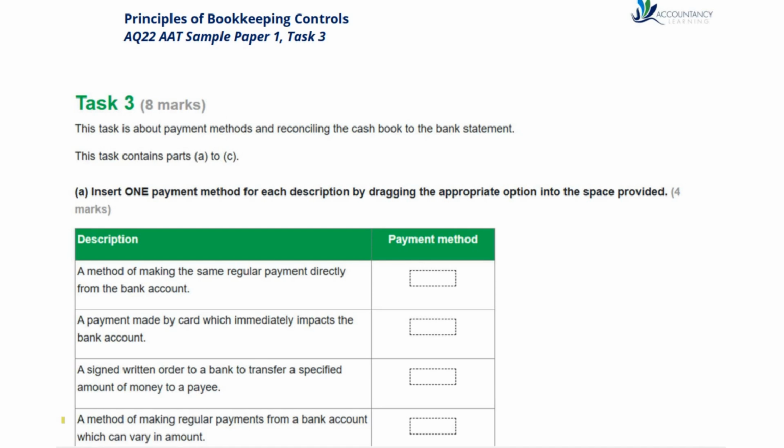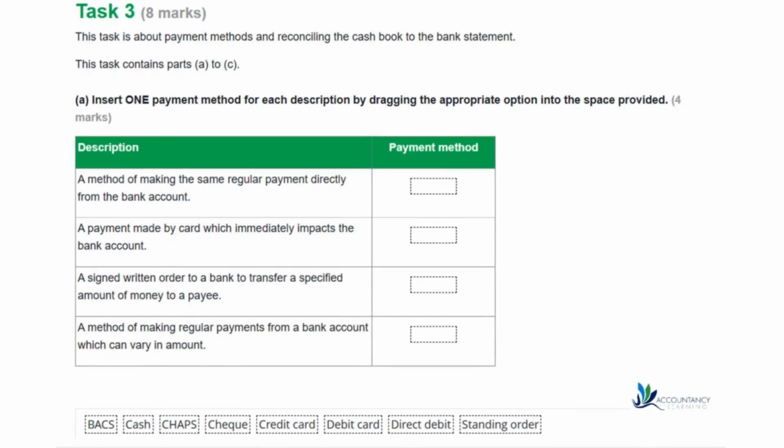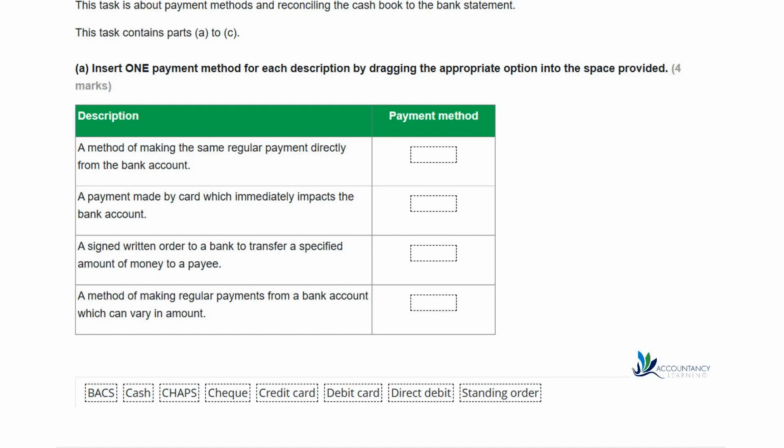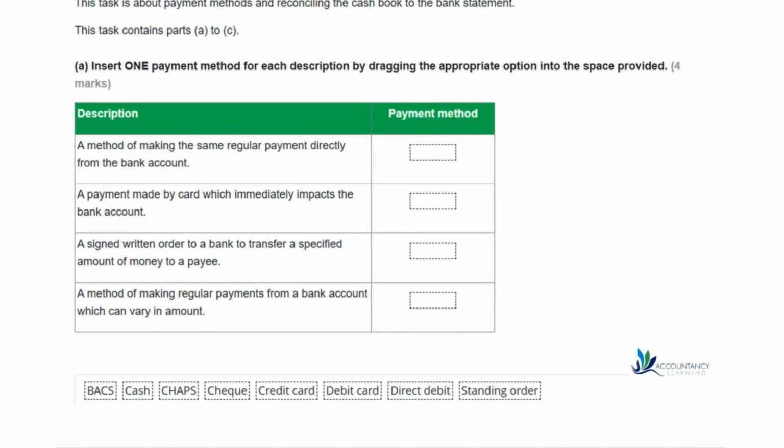I'm Sarah, and in this video I'll take you through the Principles of Bookkeeping Controls Sample Paper 1 Task 3. So this task is going to be about payment methods and reconciling the cash book to the bank statement. Part A asks us to insert one payment method for each description by dragging the appropriate option into the space provided. Our options are at the bottom here, and in the exam you will have dragged in the options to the boxes. So let's have a look.